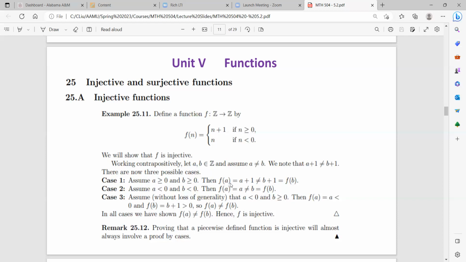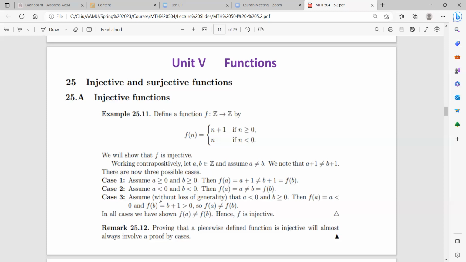So that's the first case, and the second case is when both A and B are negative. Then f of A equals A and f of B equals B, according to the definition of the function. So f of A not equal to f of B becomes A not equal to B, right? And that's obvious because that's what we started with. So the second case is true.